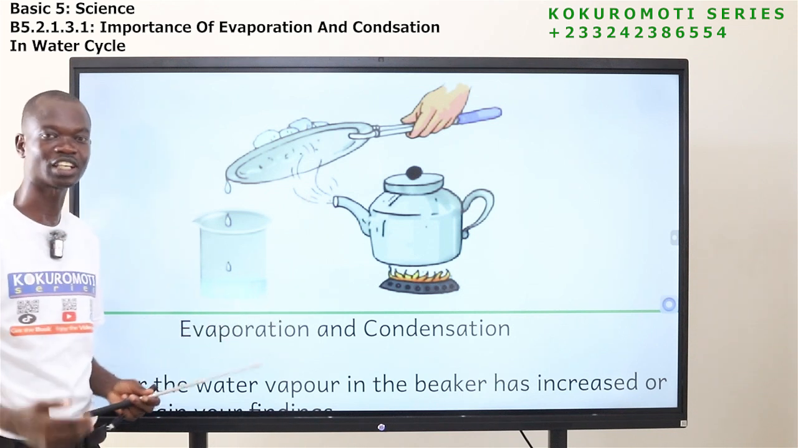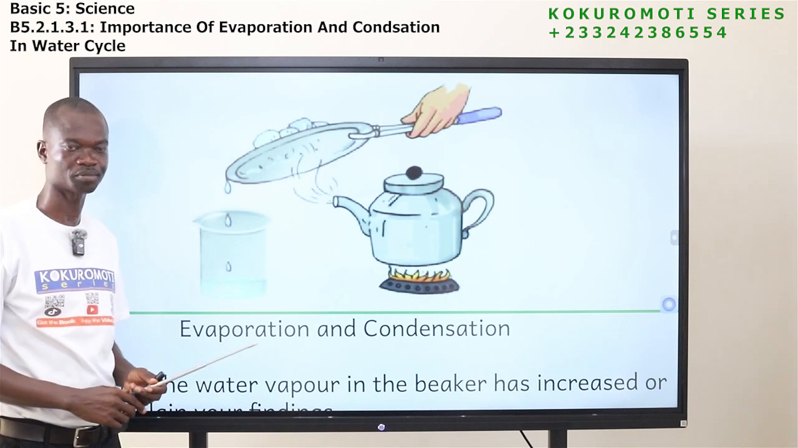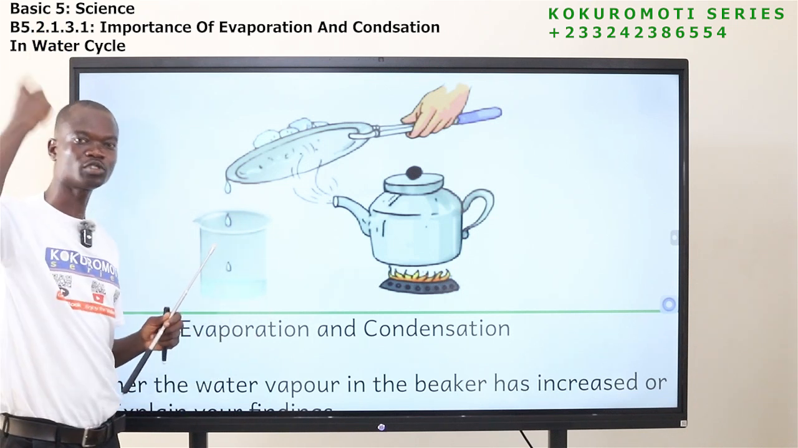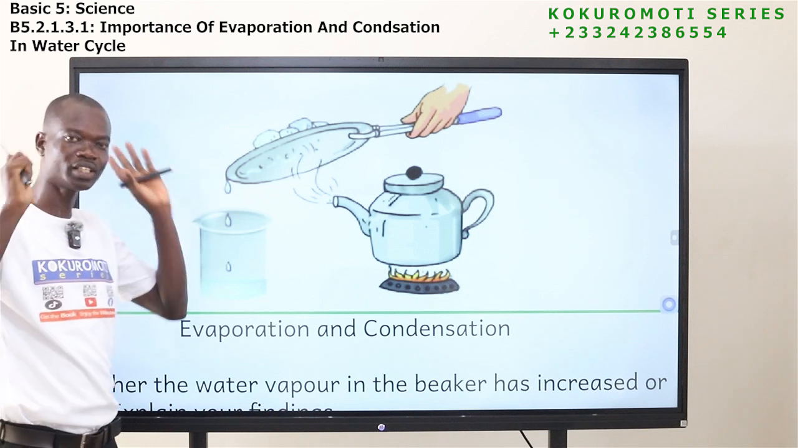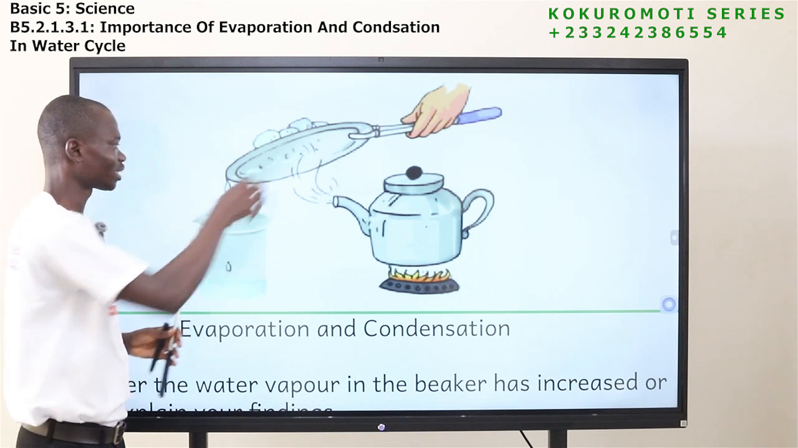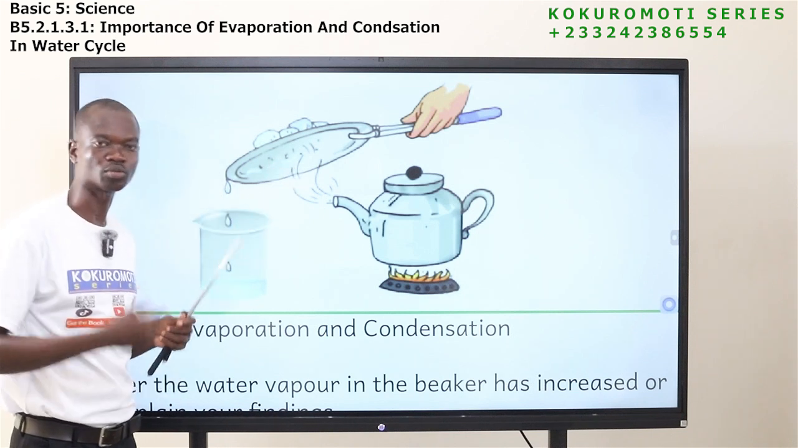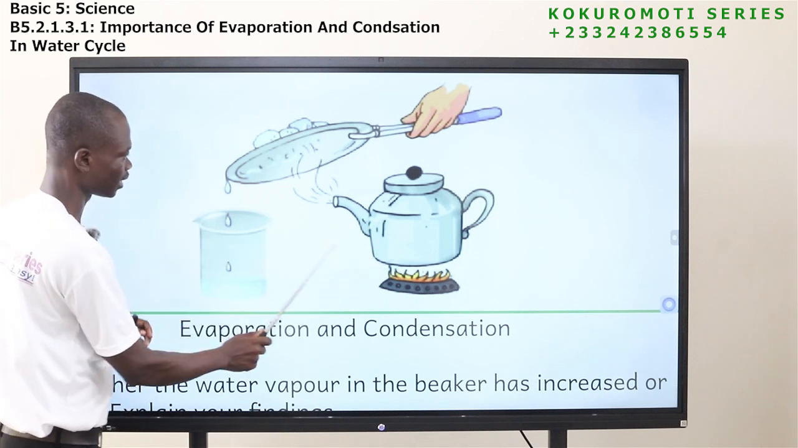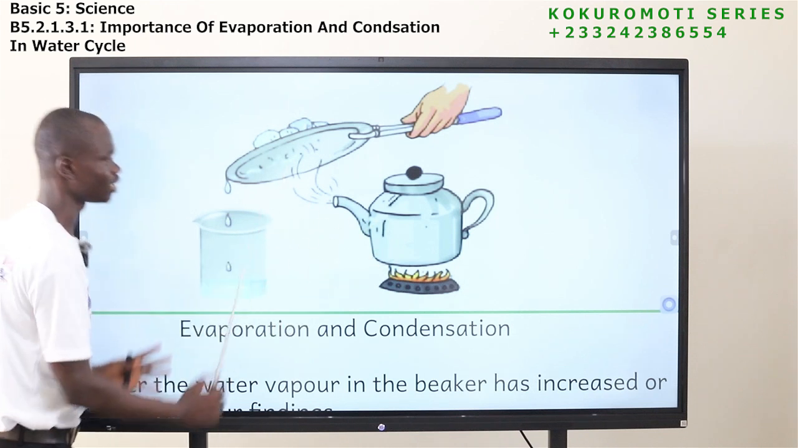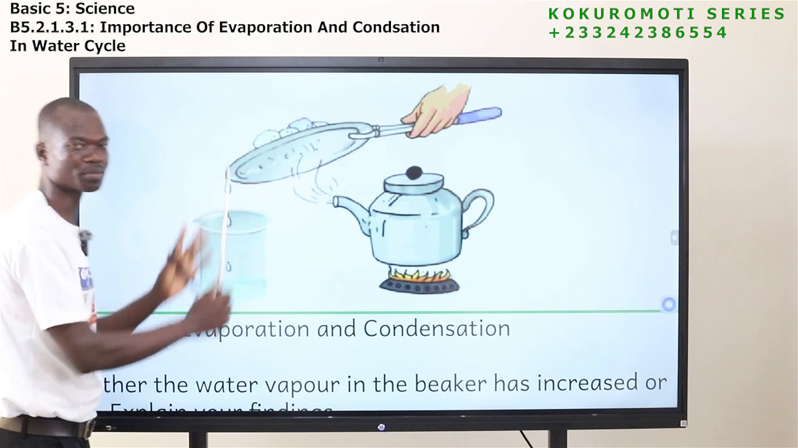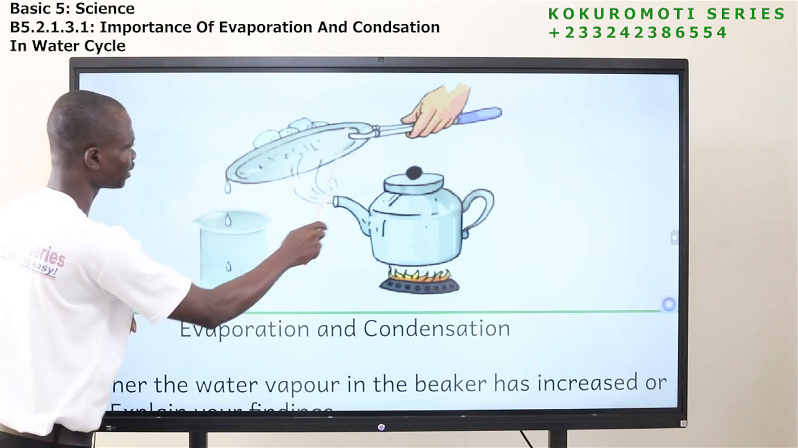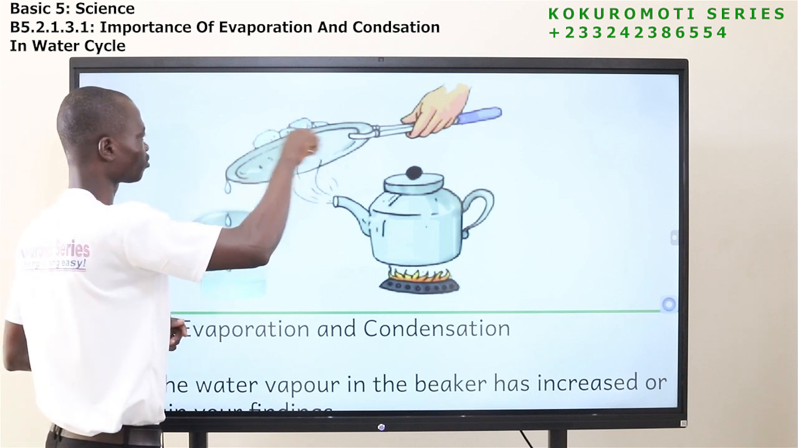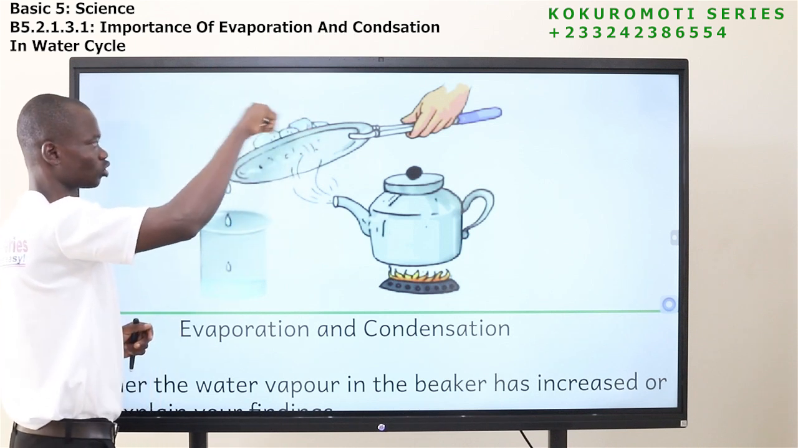And anytime you see water vapor, it goes into the atmosphere. Now when it goes to the atmosphere, I've told you that the atmosphere is very cool. So the cooling nature of the atmosphere will turn the vapor into water. So in this case, the water is being heated, the vapor is coming out, and it is what? Rising. The water vapor is rising. But here, there is something here. This is lid. We have ice cubes on top.